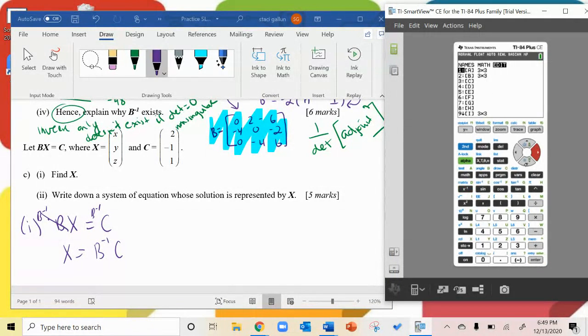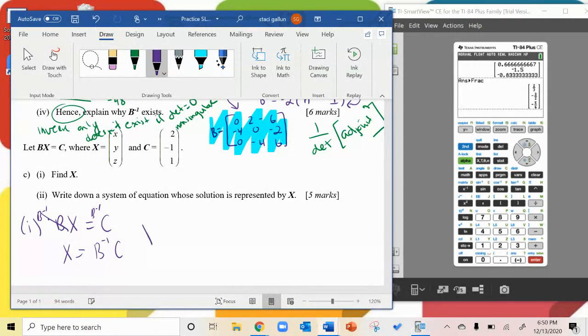Second matrix, I need to enter c in there. What is that, a 3 by 1? 3 by 1. And I've got 2, -1, 1. So I'm going to do B inverse, second matrix B inverse, times second matrix C. Math, enter, enter. Oof, they're all rational. So x is what? 2/3, -3/2, -5/6.